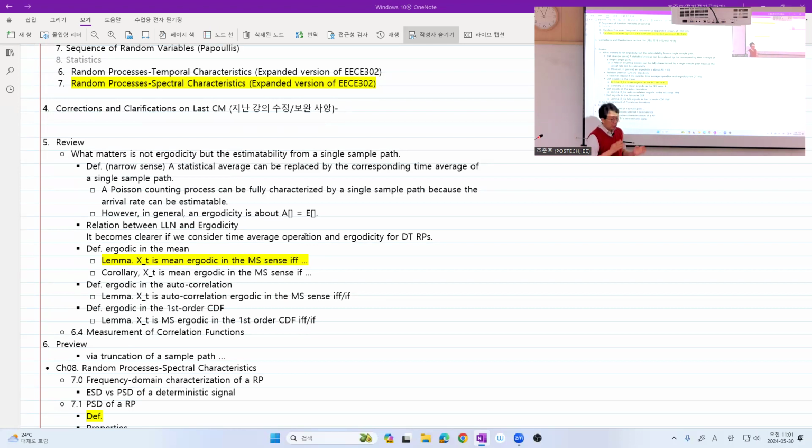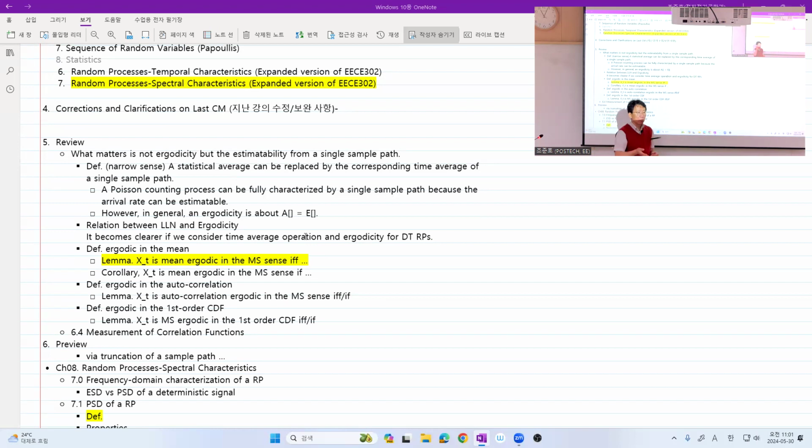So what is important? Not the ergodicity itself, but this question: is it possible for us to estimate something, or in a larger sense, can we make a statistical inference based on a single sample path observation? Got it? So ergodicity in a wide sense, which may not be termed ergodicity by many others, is like this. The example is like this.